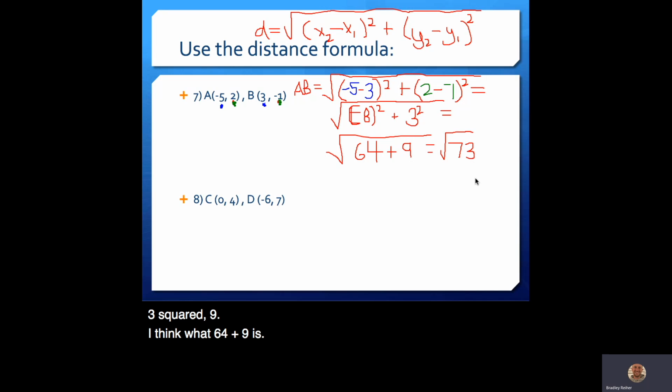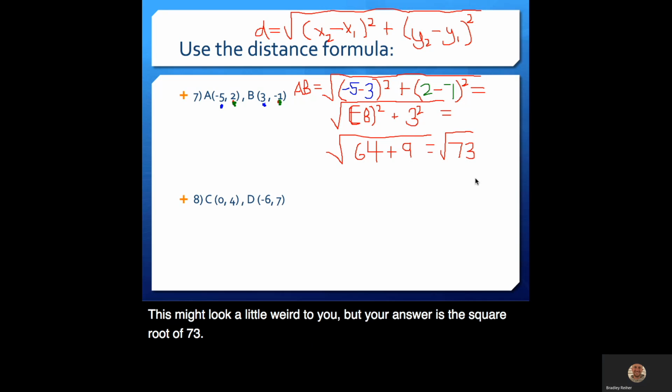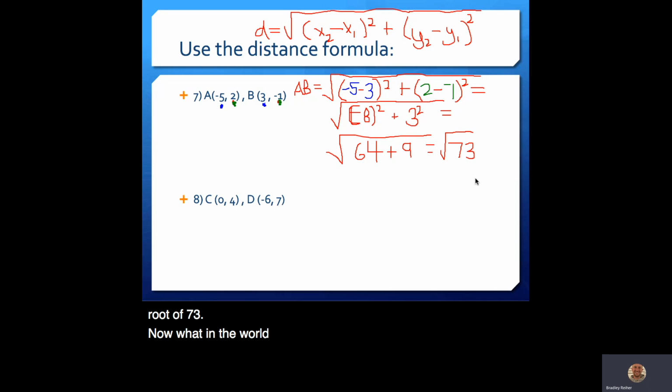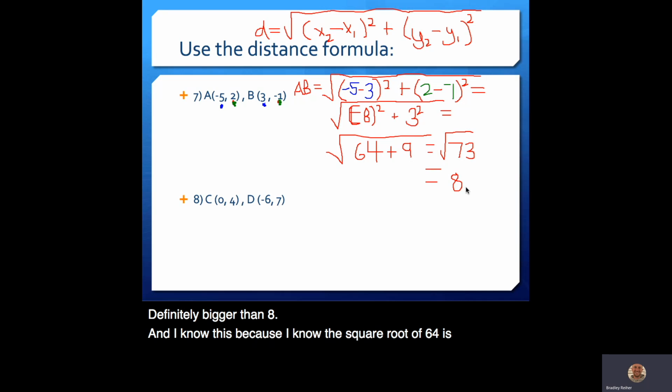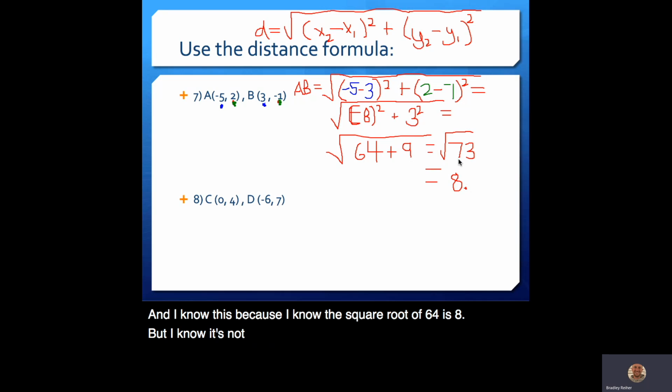This might look a little weird to you, but your answer is the square root of 73. Now, what in the world is that number? Well, I've got a pretty good idea. It's definitely bigger than 8. And I know this because I know the square root of 64 is 8. But I know it's not quite 9 because I know that the square root of 81 is 9, if that makes any sense.